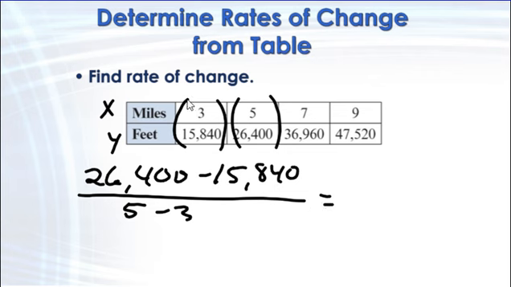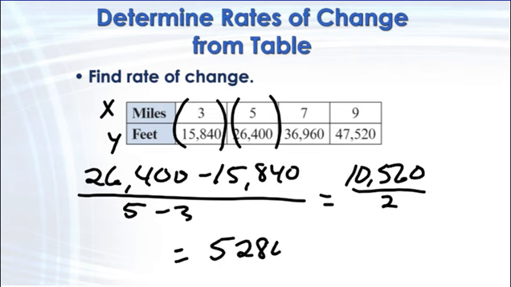So we got 26,400 minus 15,840 gives us 10,560 divided by 2, which would give us 5,280 feet in 1 mile, which would make sense. You could have done that without this because we know that there's 5,280 feet in 1 mile.